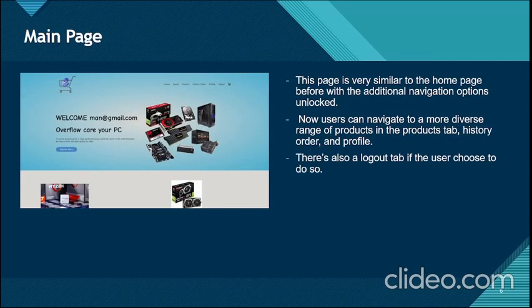So this is the main page. The main page is very similar to the home page before the additional navigation options are unlocked. Now users can navigate to a more diverse range of products in the product tab, history, order, and profile. All of them are located right here. There's also a logout tab if the user chooses to do so.